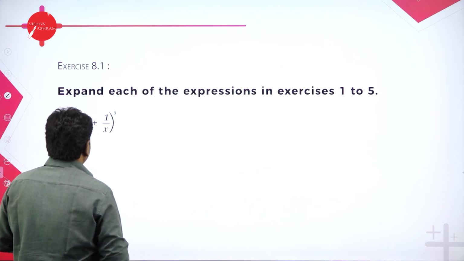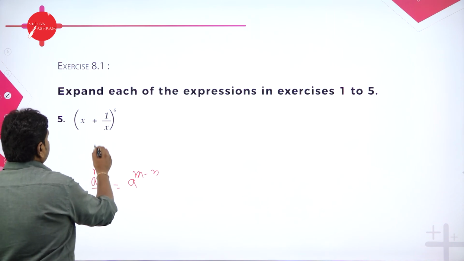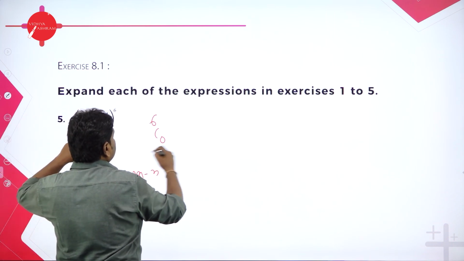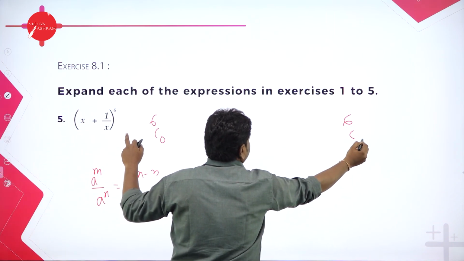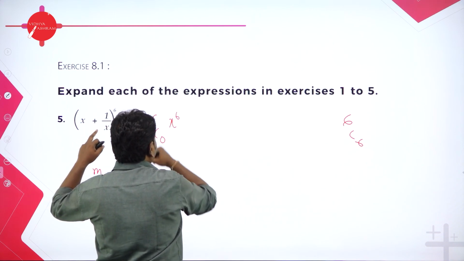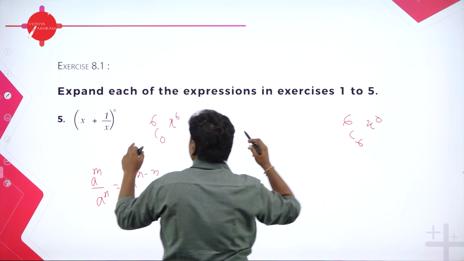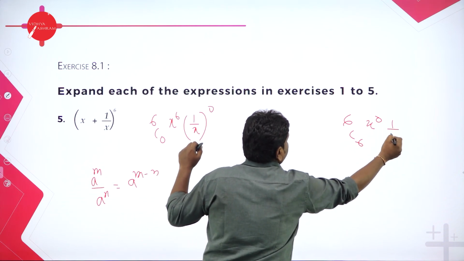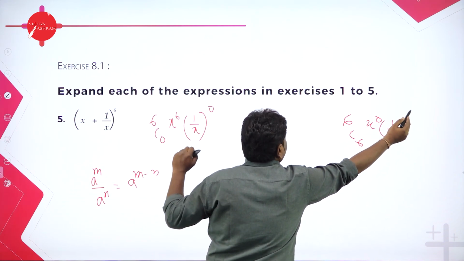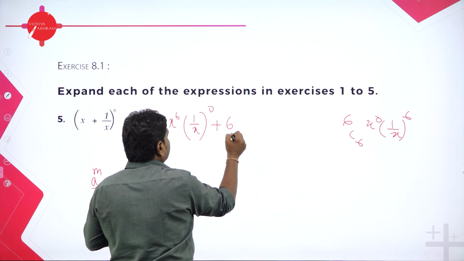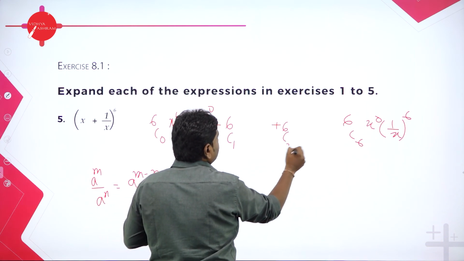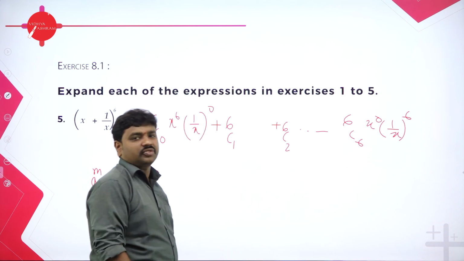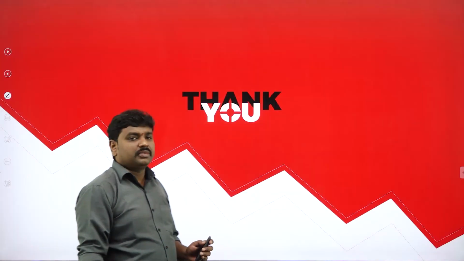So all other problems, same here also. So 6C0 you start and end at what? 6C6. And the first term power x power 6 you take, it ends with x power 0. And second term 1 by x power 0 you start and end with 1 by x power n. n is what? 6. So like that each term. Next term will be what? 6C1. Next term will be what? 6C2. Like that all the terms you have to write and expand. So it's a direct binomial expansion.